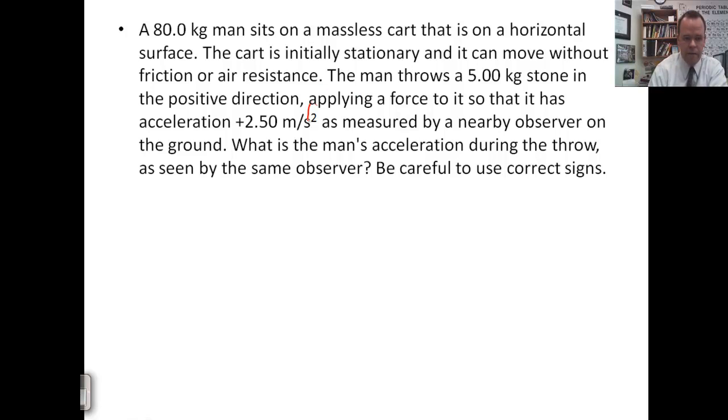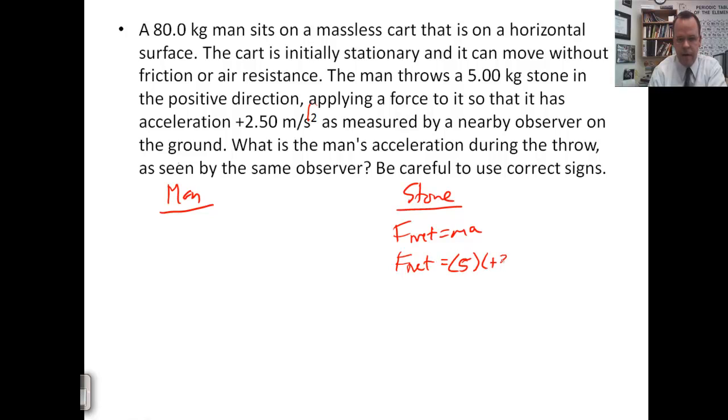So we have the man and we have the stone. We can find the force on the stone. F net equals ma. So F net equals 5 times positive 2.5. F net equals 12.5 newtons.